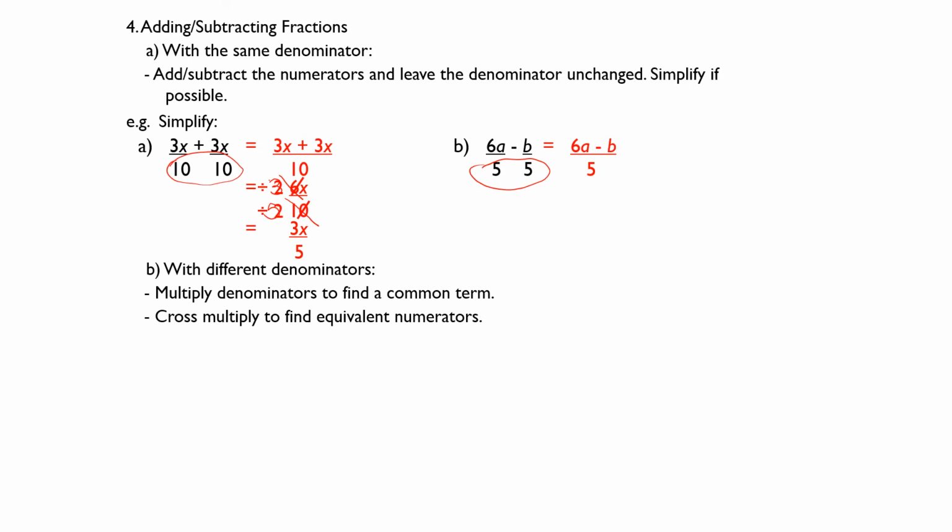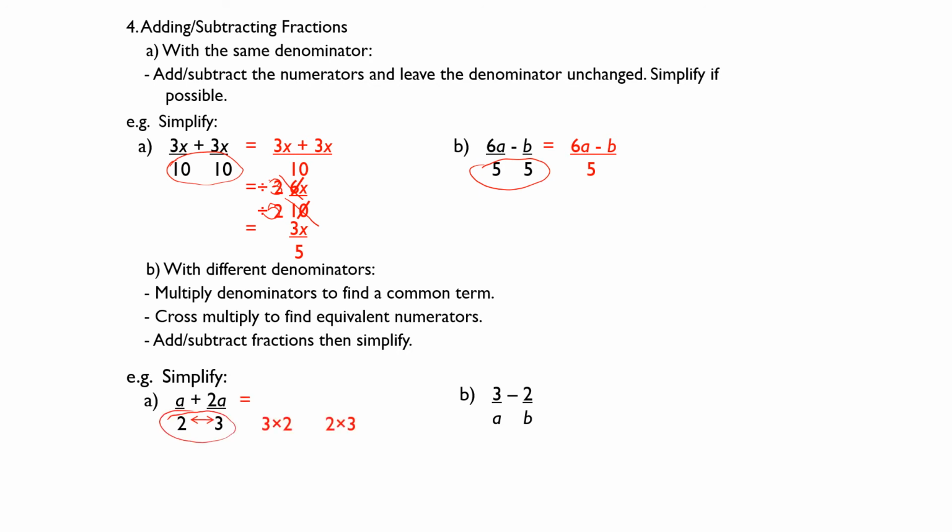So with different denominators, you multiply denominators to find a common term and cross multiply to find equivalent numerators. That might seem a bit gobbledygook at the moment. It's easier to see with a question. So first of all, multiply 2 times 3. And what you're going to do then is multiply the opposites, the diagonals across. So first of all you go a times 3, or 3 times a, and then on the second one you do the other diagonal one. So it becomes 2a times 2, or 2 times 2a.